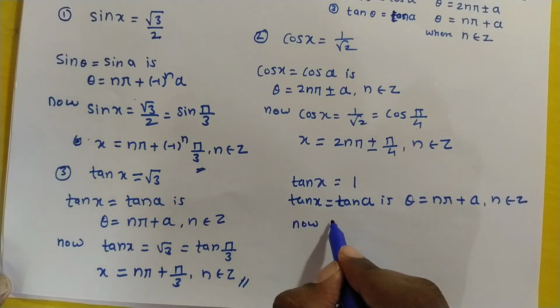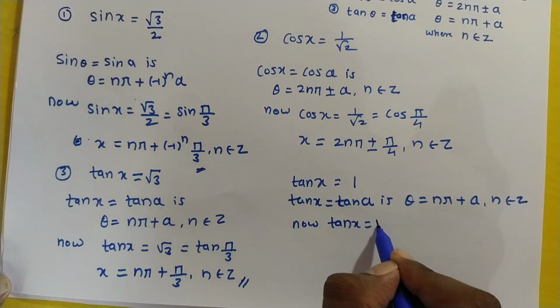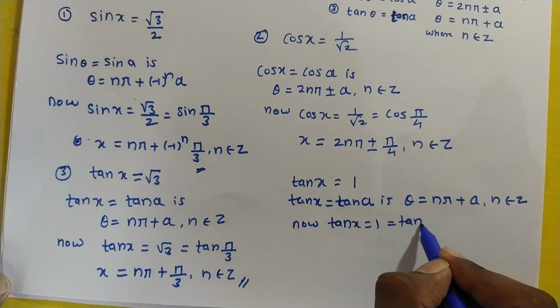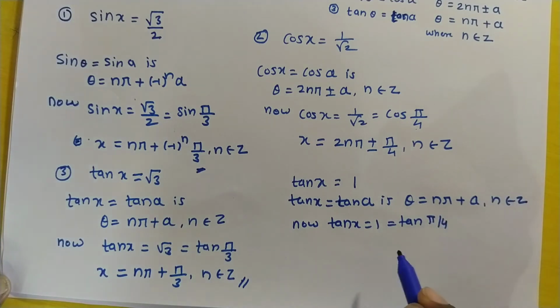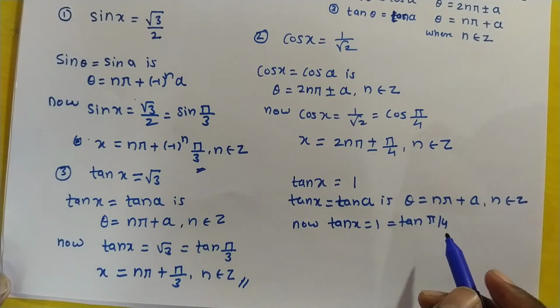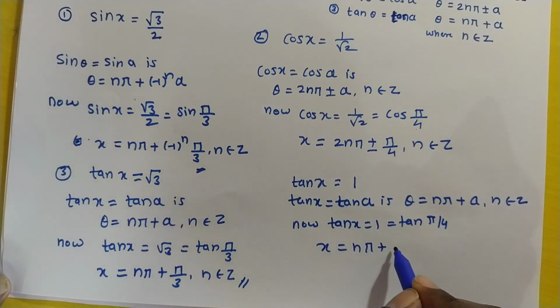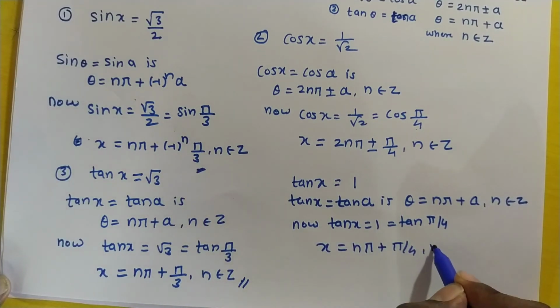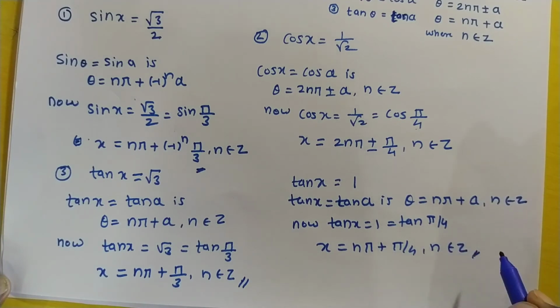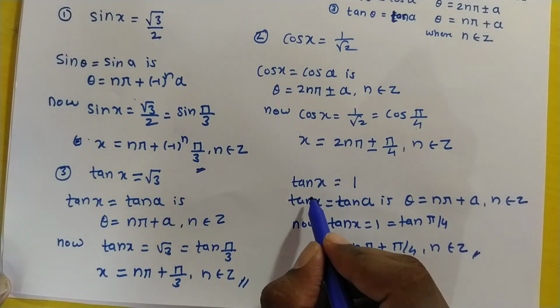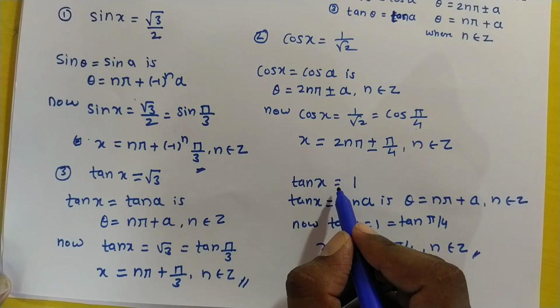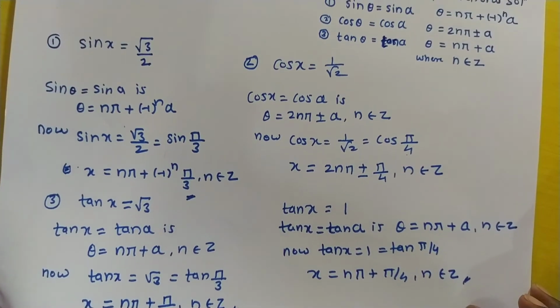Now tan x equal to 1 equal to tan of pi by 4. Therefore the general solution is x equal to n pi plus pi by 4, where n belongs to the set of integers. So this is the general solution of the trigonometric equation tan x equal to 1.